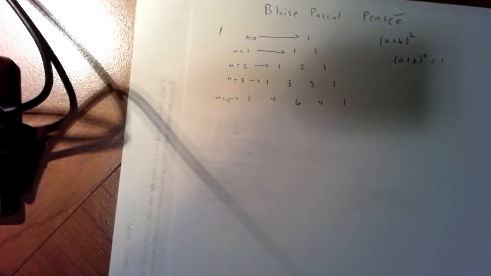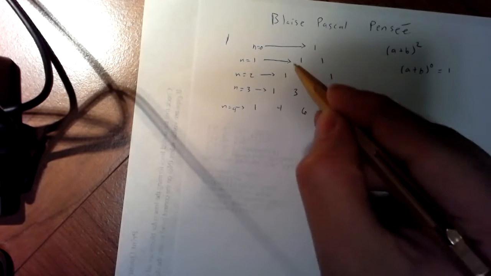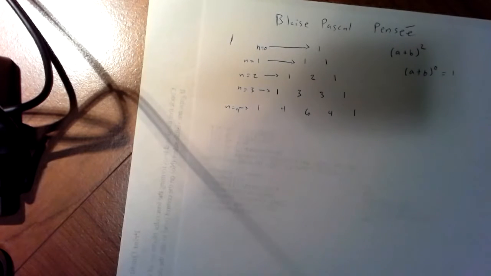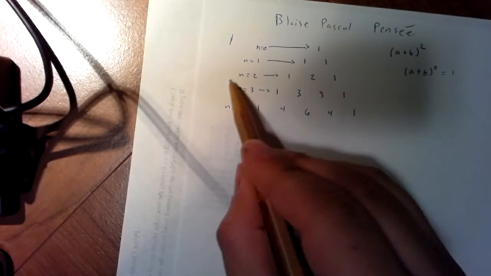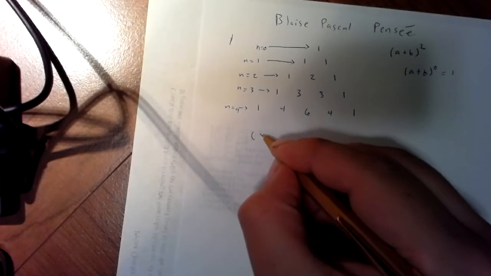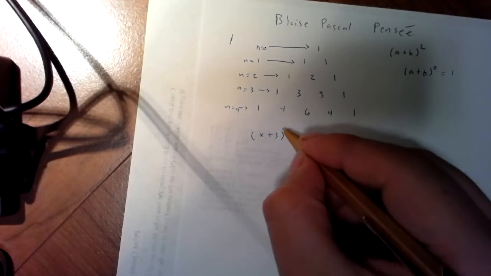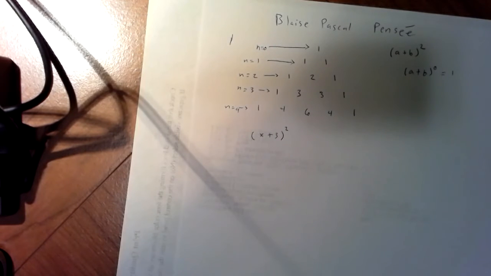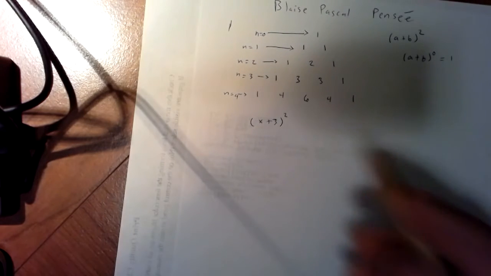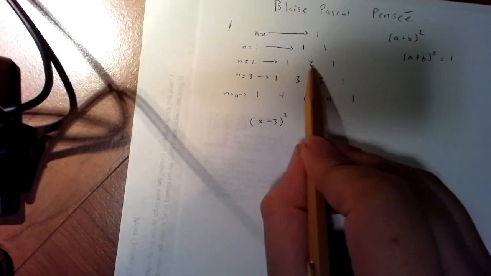Well, I'm going to make up a simple example just to show you what's going on here. These numbers represent the coefficients that you multiply your terms by. So let's do an example where n equals 2, just so you can see how it works. So we can write x plus 3. I'm just coming up with a random example. So x plus 3, and we're going to use n equals 2. So it's x plus 3 squared. Okay, so the coefficients that we're going to be working with are 1, 2, and 1.